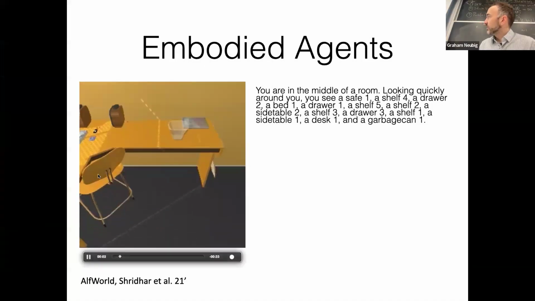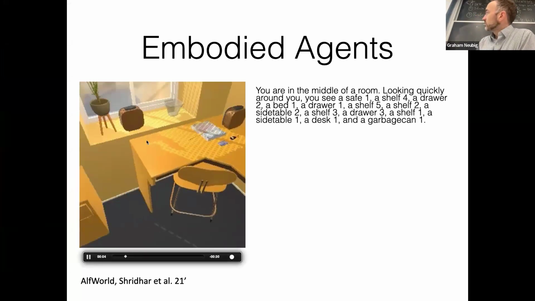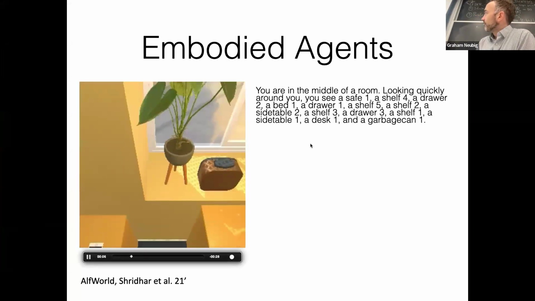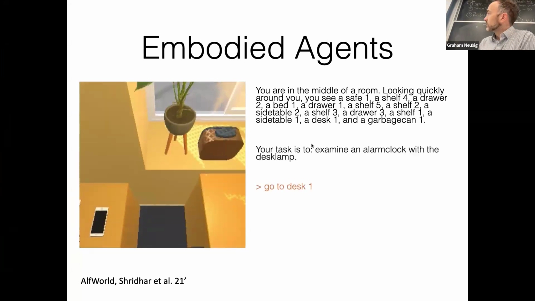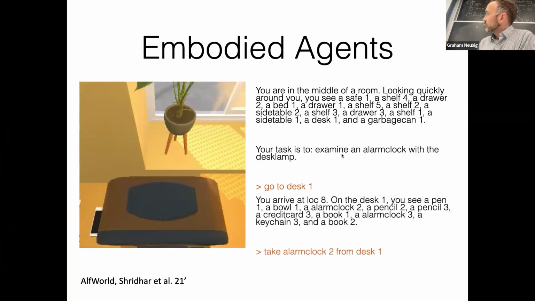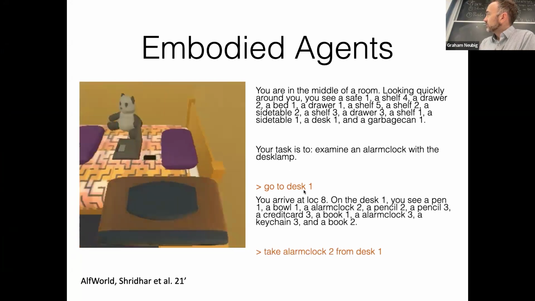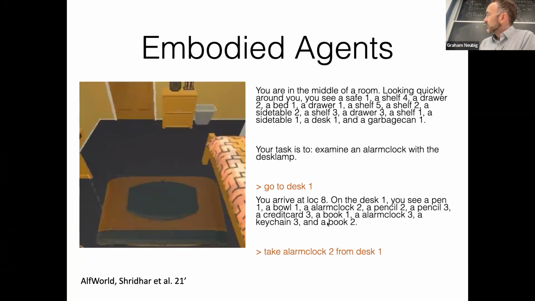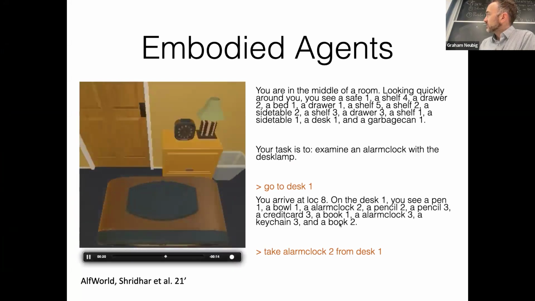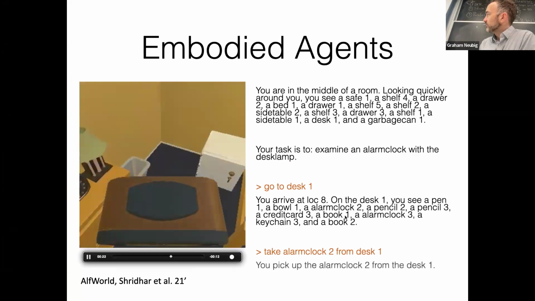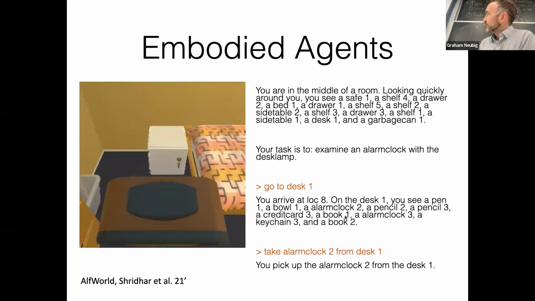So yeah, you have an environment like this, and then you can do steps through the environment. Your task is to examine an alarm clock with the desk lamp, and then you go to desk 1. This is the textual representation, and this is the video representation from Alfred. So there's a bunch of these virtual environments nowadays. This is a kind of classic one by now from 2021, but there's lots of others as well.